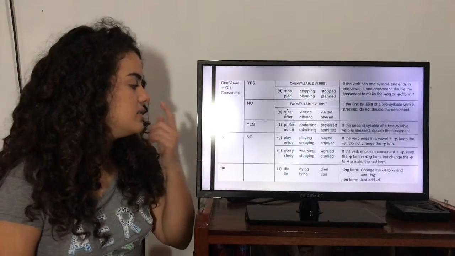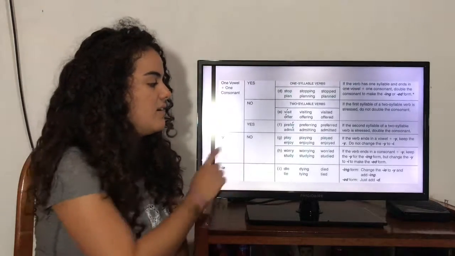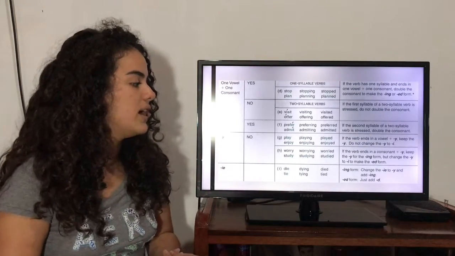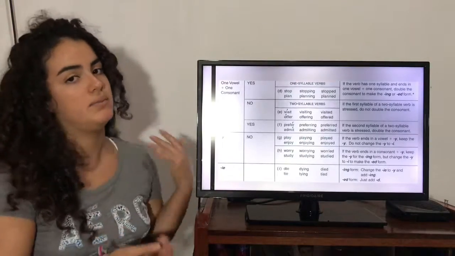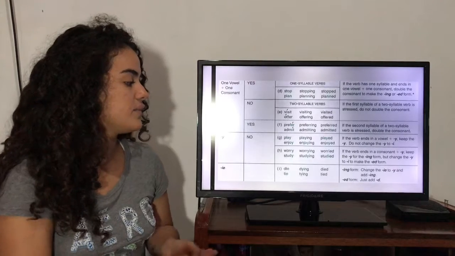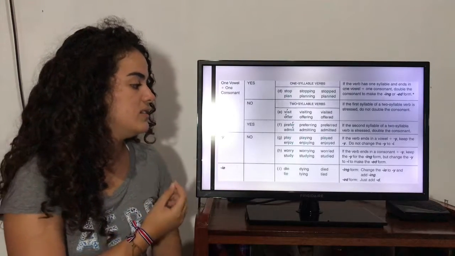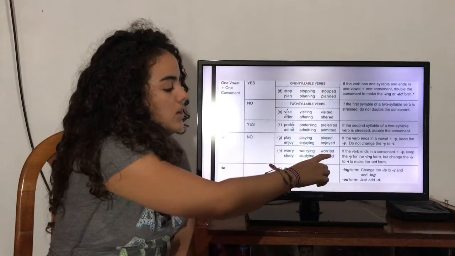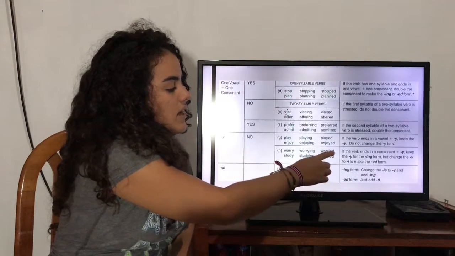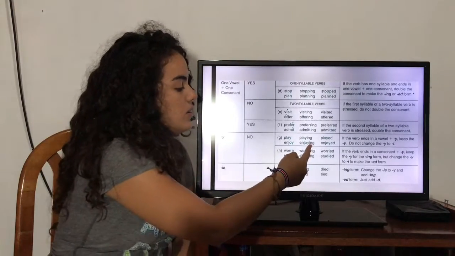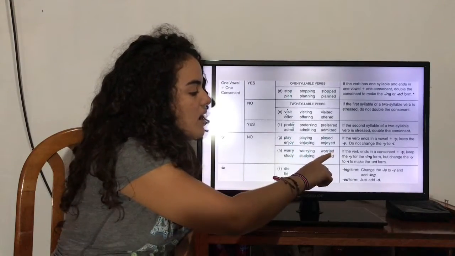Now the ones that end in y and don't have a double consonant, like play, we need to add just ing, because before the y we have a vowel. But when we have a consonant, we need to add just ing as normal. And when we use the ed, when we are doing it in the past form, we need to remove the y and put ied.